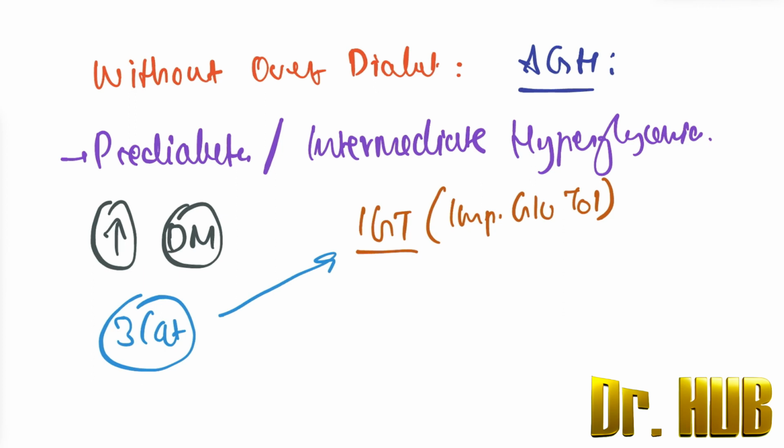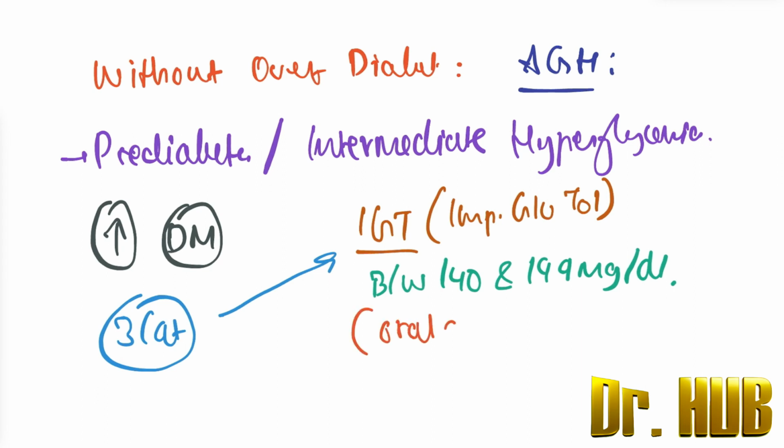Here the blood levels are between 140 and 199 mg per dl following an oral glucose challenge.